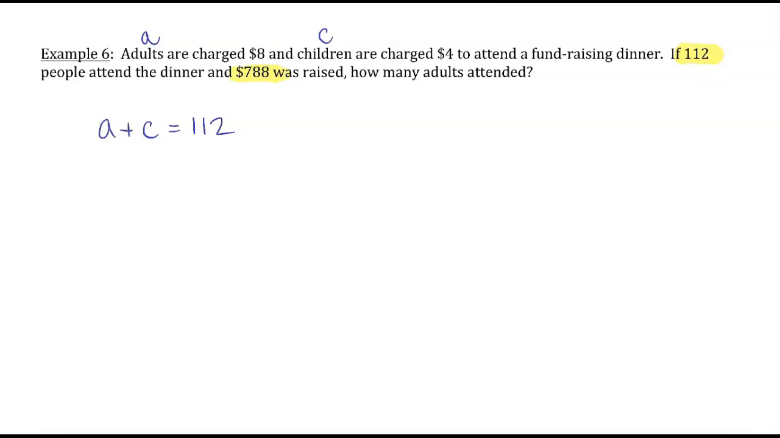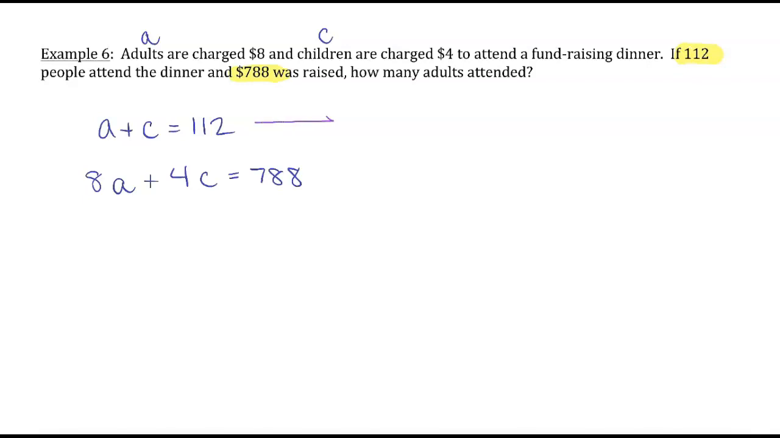Each adult ticket cost $8. So the amount of money raised from adult tickets is 8 times A. Children's tickets cost $4, so the amount of money raised by selling children's tickets is 4 times C. Adding those two values together gives us the total amount of money raised. So the sum is $788. Now we've created a system of two linear equations and we can solve them.